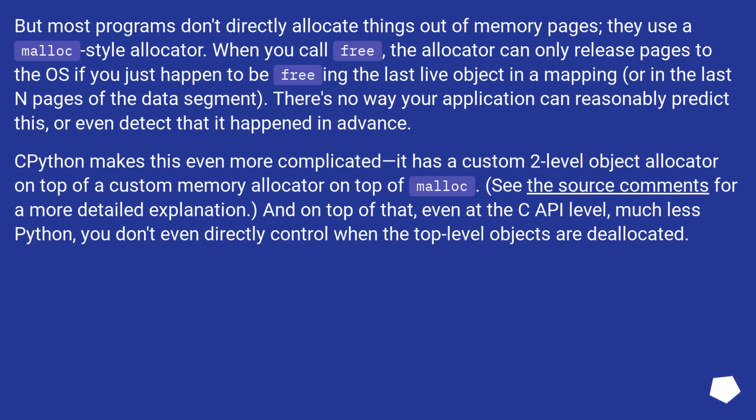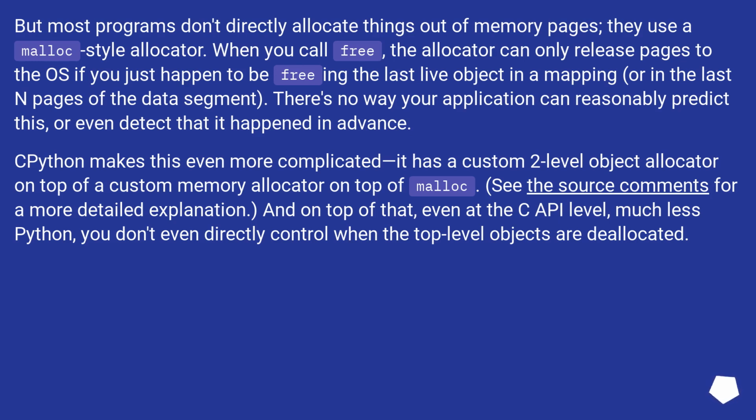But most programs don't directly allocate things out of memory pages, they use a malloc-style allocator. When you call free, the allocator can only release pages to the OS if you just happen to be freeing the last live object in a mapping, or in the last end pages of the data segment. There's no way your application can reasonably predict this, or even detect that it happened in advance.